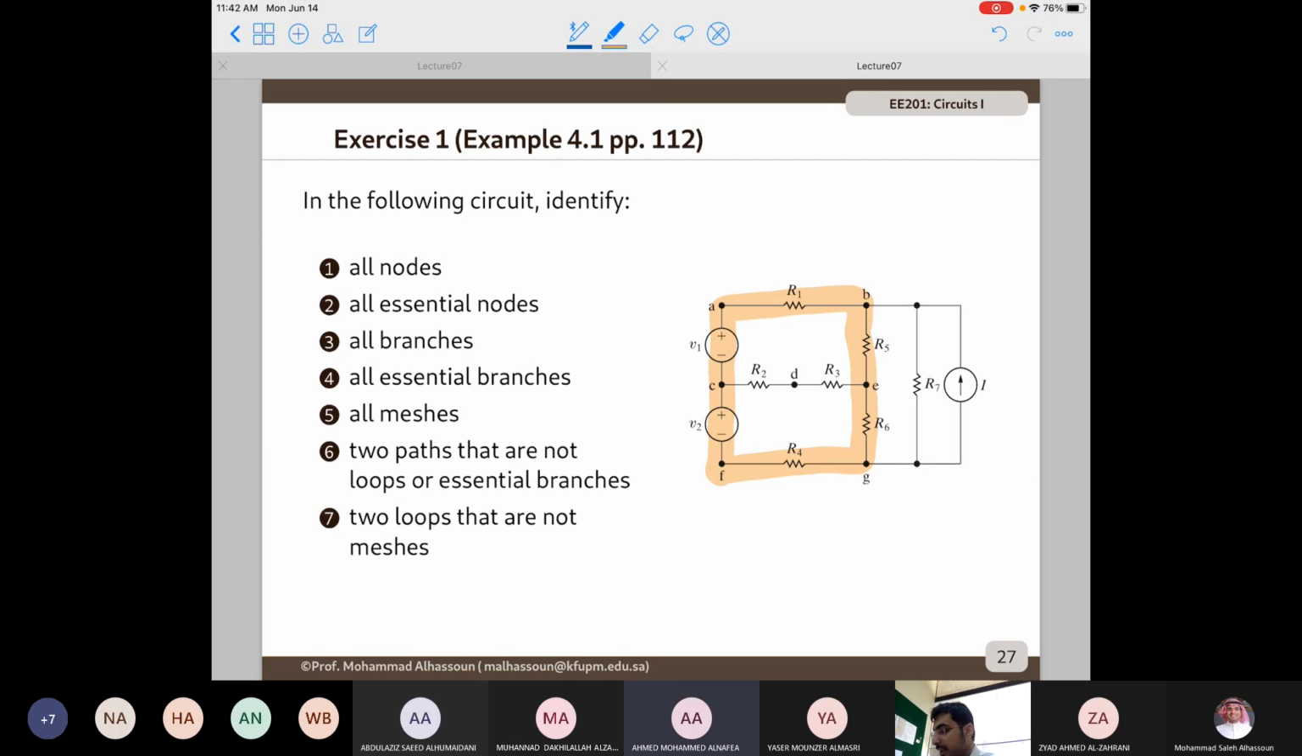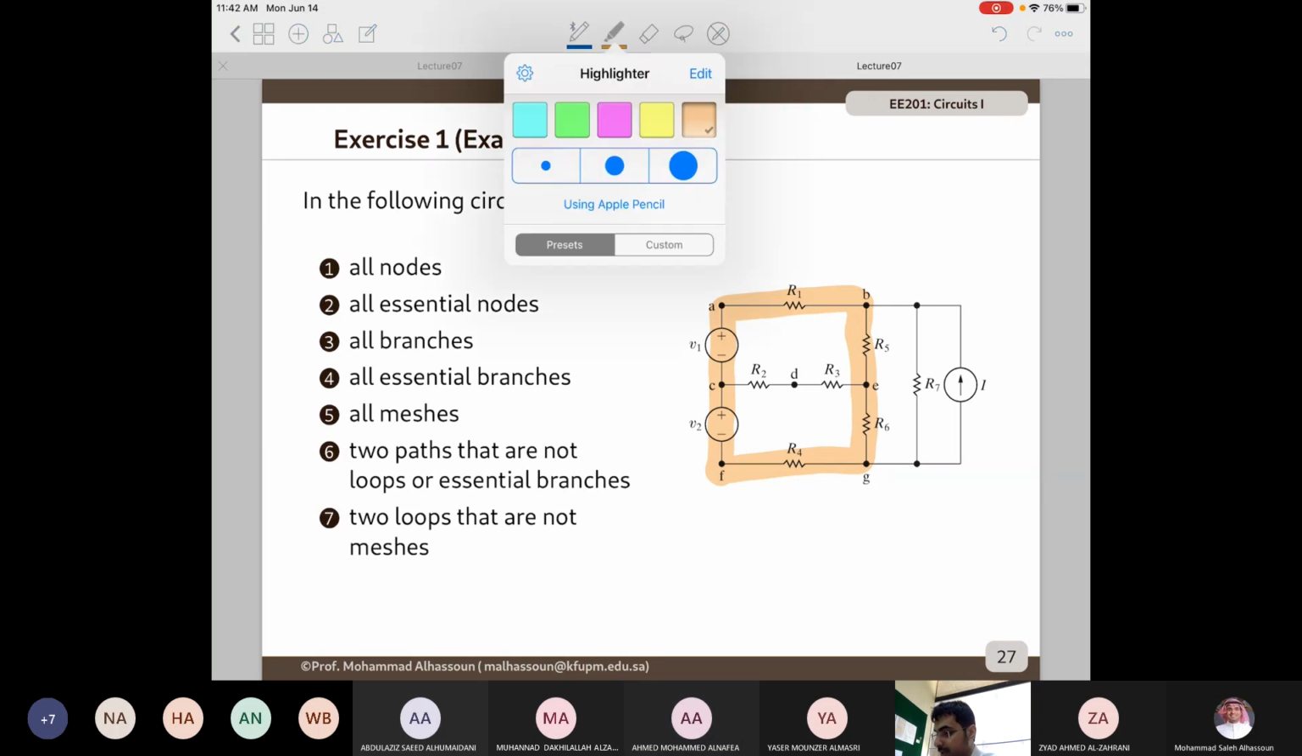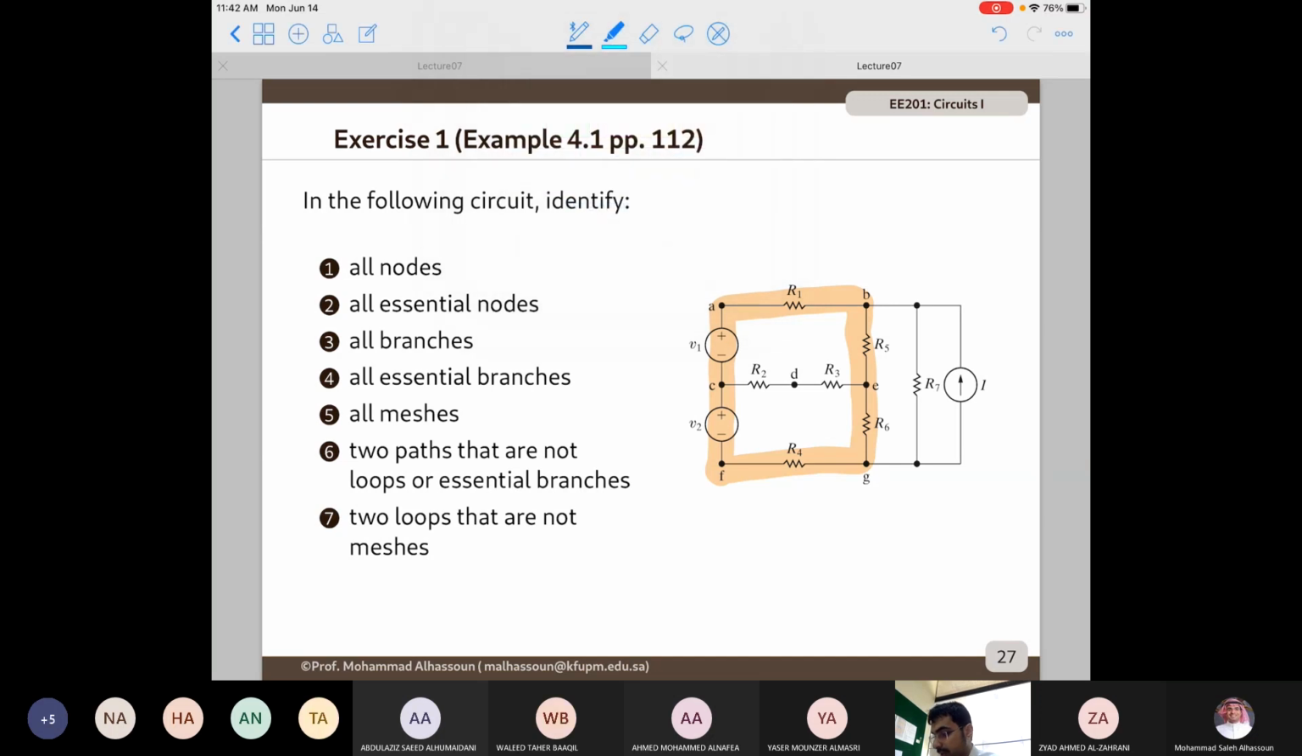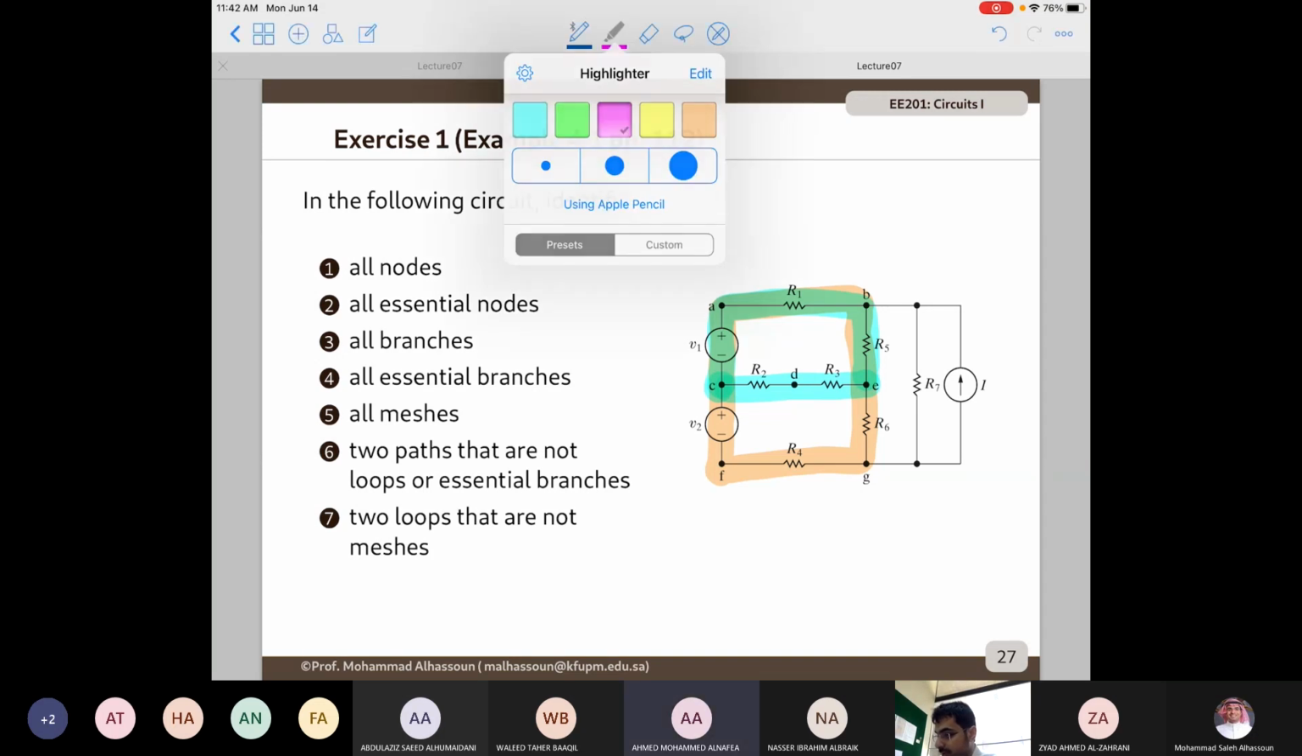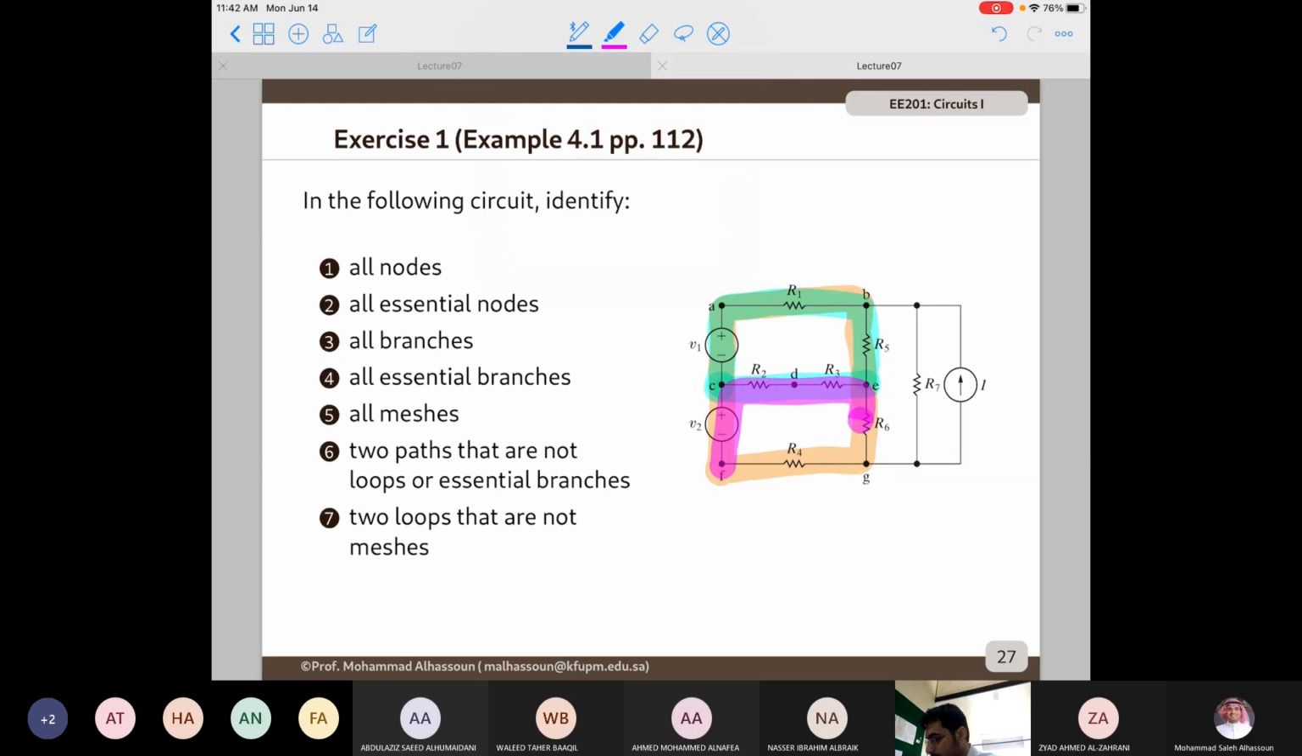But here is the issue with that loop. There is a loop inside of it. There are actually two. If I start from this one, I can have a loop inside of it. This is the first one. The second one is this one. So it encloses two loops.